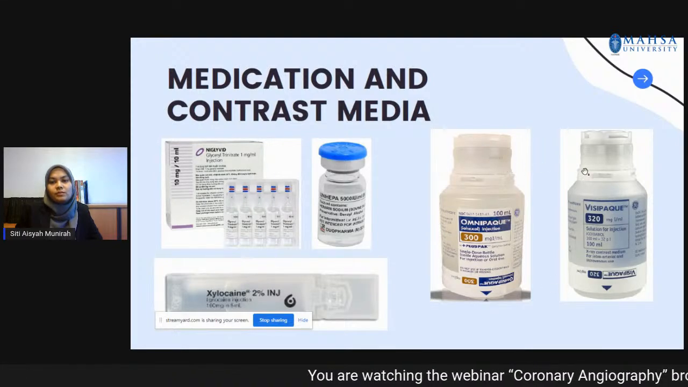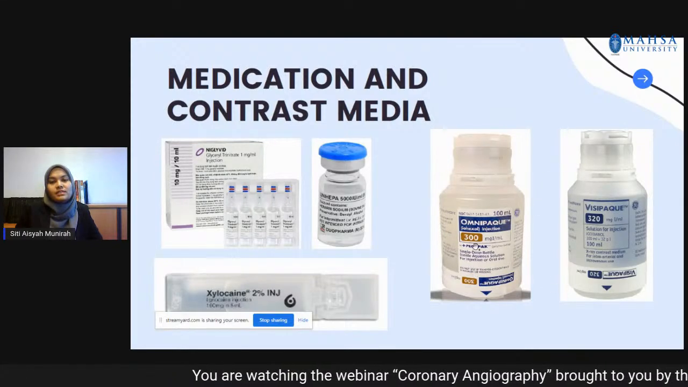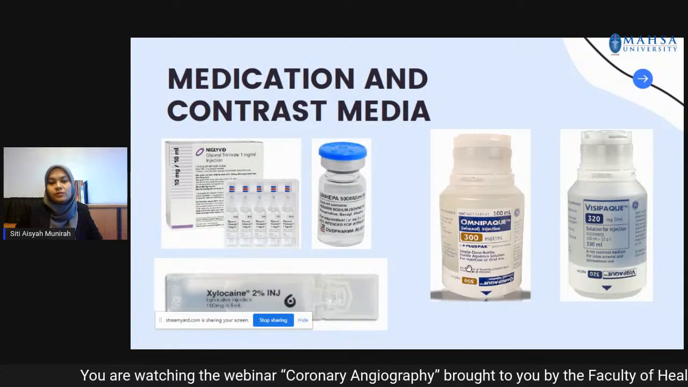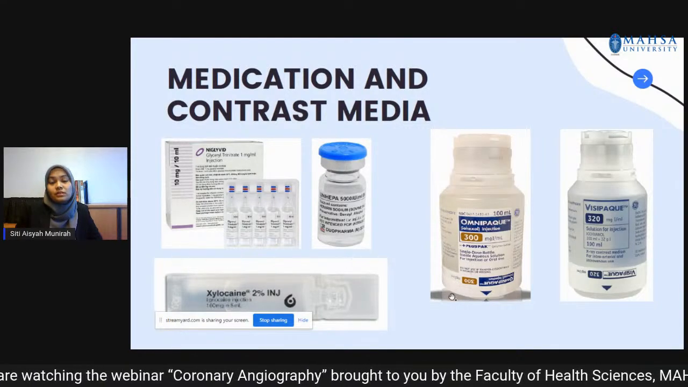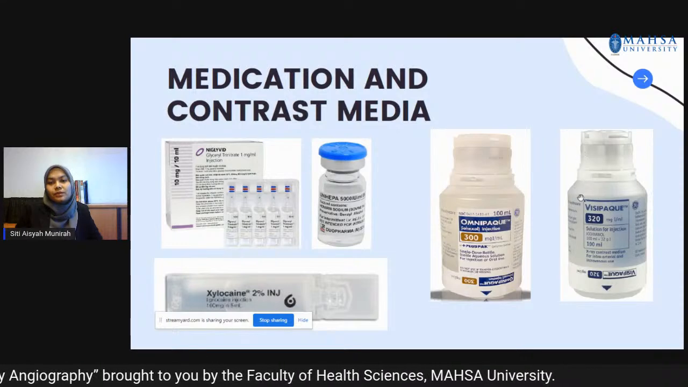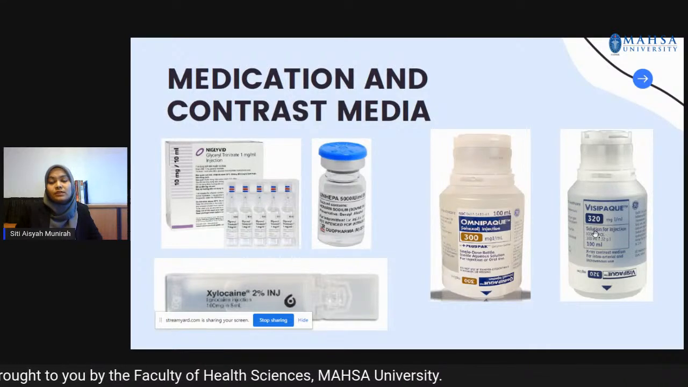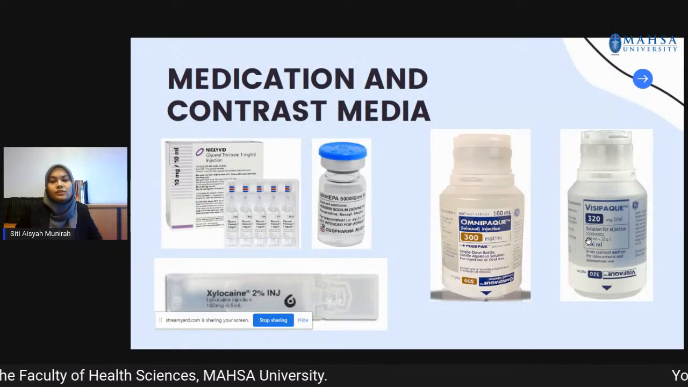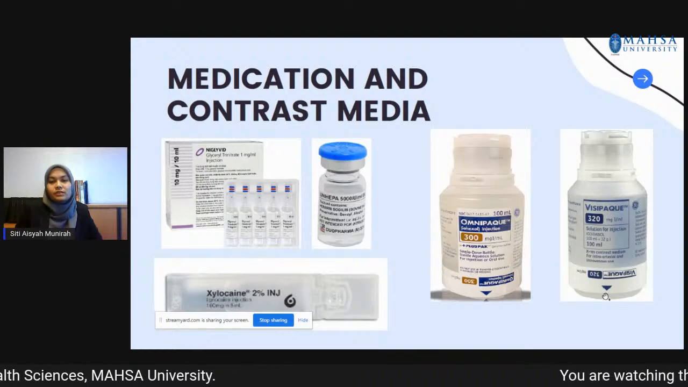There are two types of contrast media here. First is 300, for the normal patient, which is a patient who has a normal creatinine level. And for a patient with a kidney problem, who has a high creatinine level, we are going to use contrast media 320.